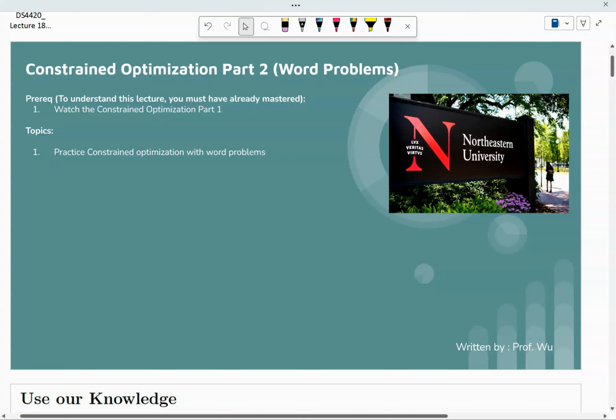All right, so welcome back. This is part two of constraint optimization over here.